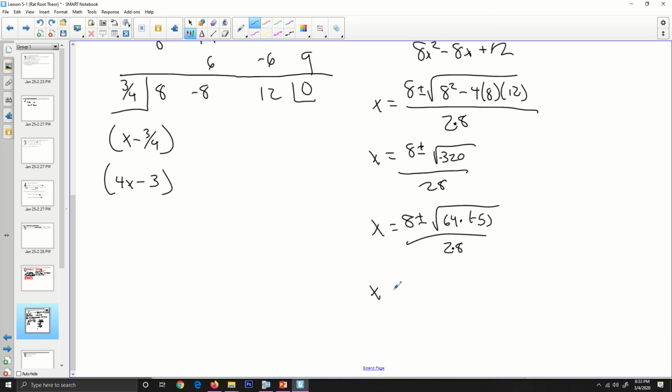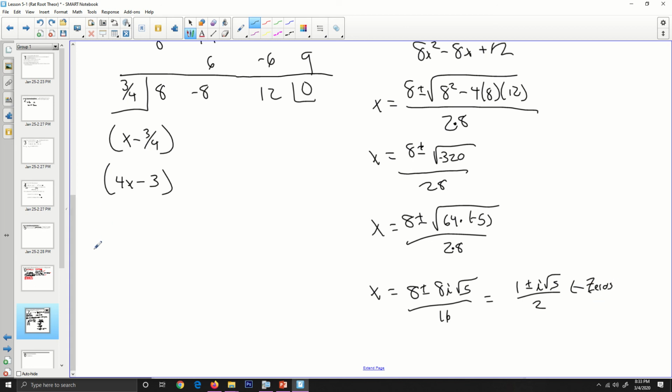And so I get x equals 8 plus or minus the square root of 64, which is 8. Take the negative out and make it i. I can't take the square root of 5, so I leave it there. And then I get 16 on the bottom. All three terms have factors of 8 in them, so I can take an 8 out of all of them. That'll give me 1 plus or minus i square root of 5 all over 2, and these are my zeros.